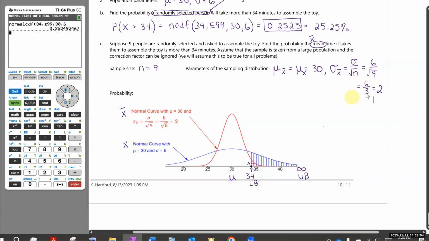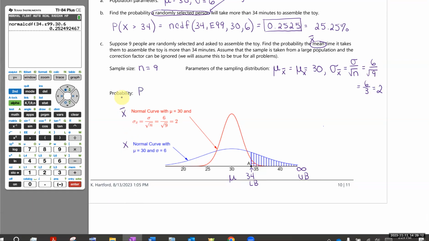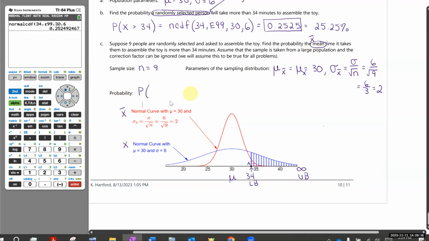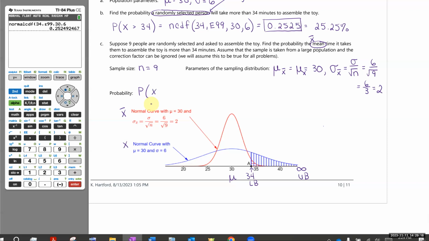So while it's true that this is 6 divided by 3 or 2, if we have an n that's not a perfect square, it's going to be important never to round values that we enter into normal CDF. So just for practice, even though the answer there is 2, I'm going to enter it on the calculator like that. All right, so let's see what this question looks like in symbols. We want to know the probability that the mean of the sample, so that's your X bar, is greater than 34.